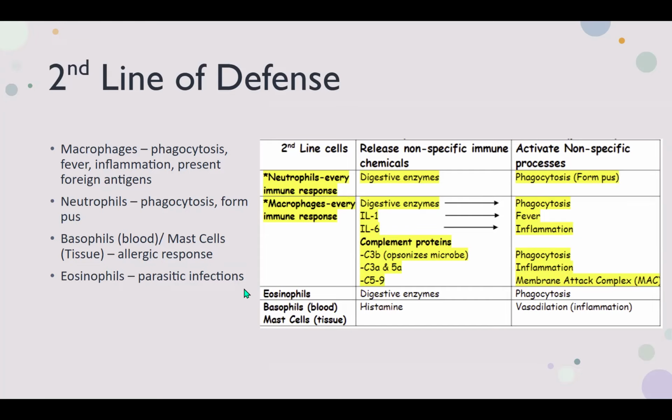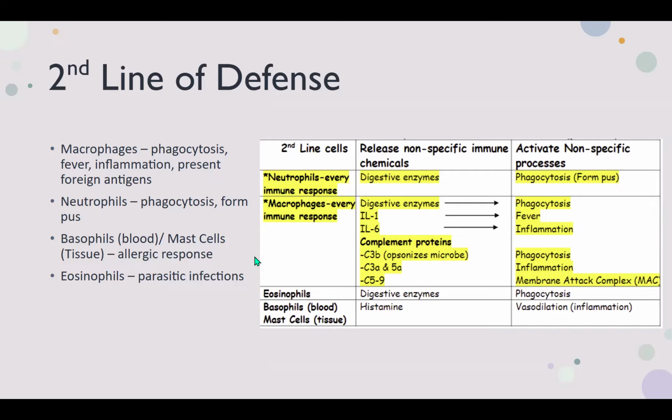Again, even eosinophils for parasites, they still secrete digestive enzymes. They're still part of the phagocytosis process. And the other thing that's different is your basophils and mast cells, they release histamine and they induce vasodilation and are involved in inflammation. The biggest one here is macrophage.